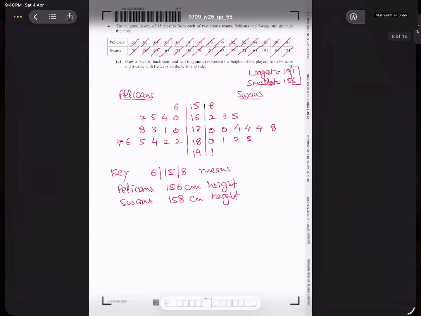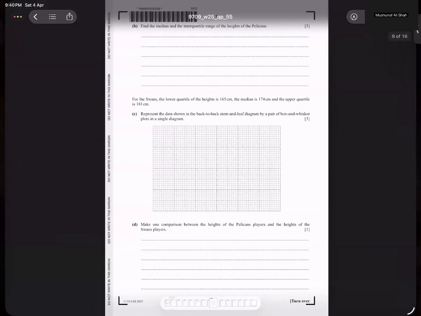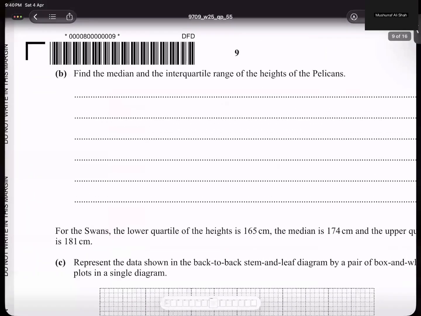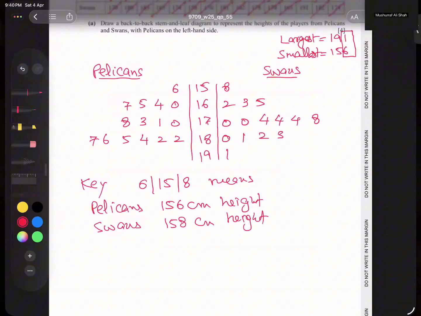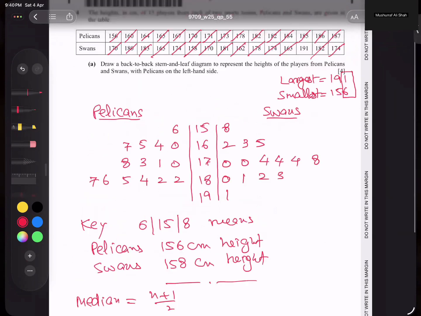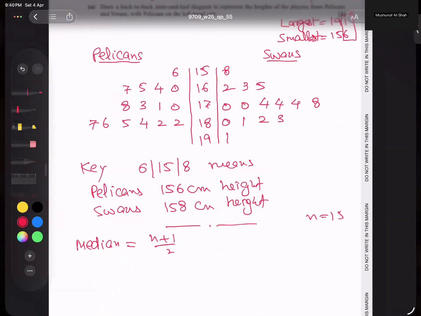Next page. What is it asking for? Median and interquartile range for the height of the pelicans only. Let's go back. How to get the median, students, for the pelicans? So the median formula is (n plus 1) divided by 2. And players are all 15, so n is 15 throughout. I can say 15 plus 1, 16 divided by 2, 8th position. Let's count. 1, 2, 3, 4, 5, 6, 7, 8. So 173 centimeters.